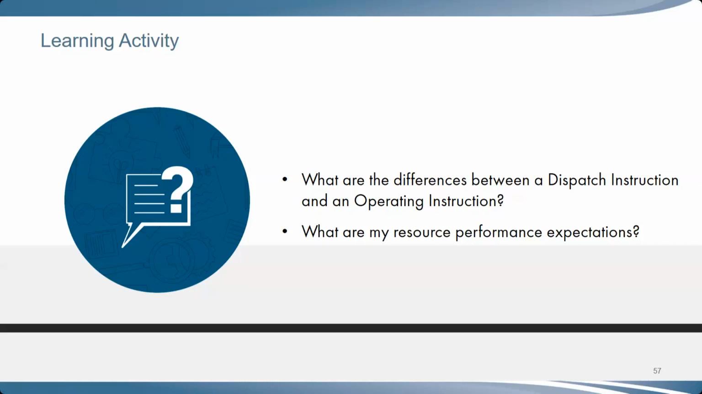True or false, any limitations that would keep my resource from following a dispatch operating target or an operating instruction requires me to submit a completed outage card via OMS. All right, got a lot of truths. All right. Okay. All right. Thanks.